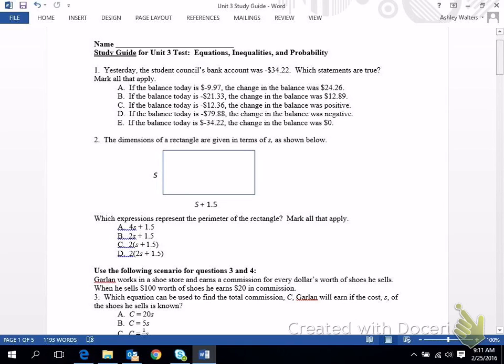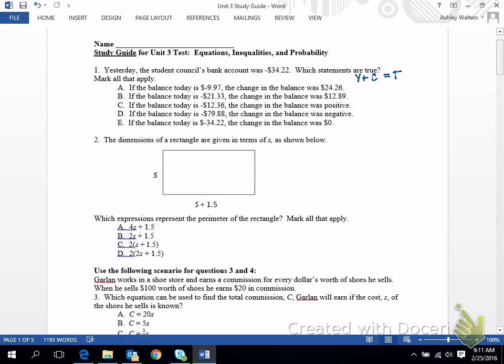We want to know which statements are true about that and mark all that apply. As we're looking through these options, you're going to see that there's a bank account balance for today and there's a change that we're talking about. So we're taking what the account balance was yesterday, we're combining a change and getting the account balance for today. So this is how we're looking at each of these options to determine if it was true.